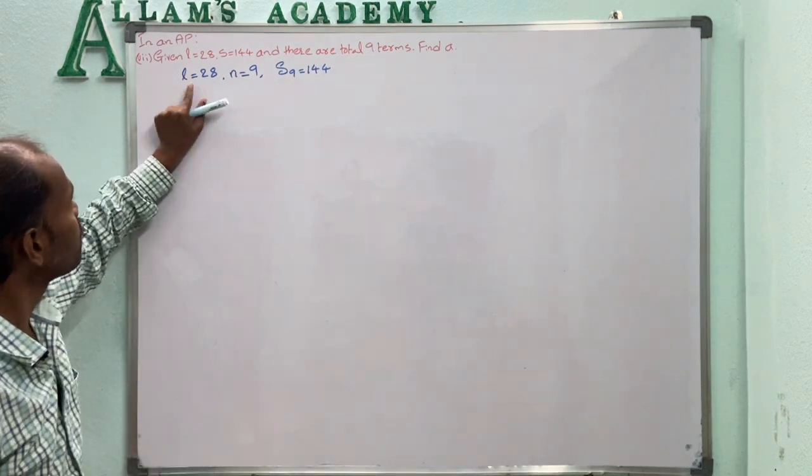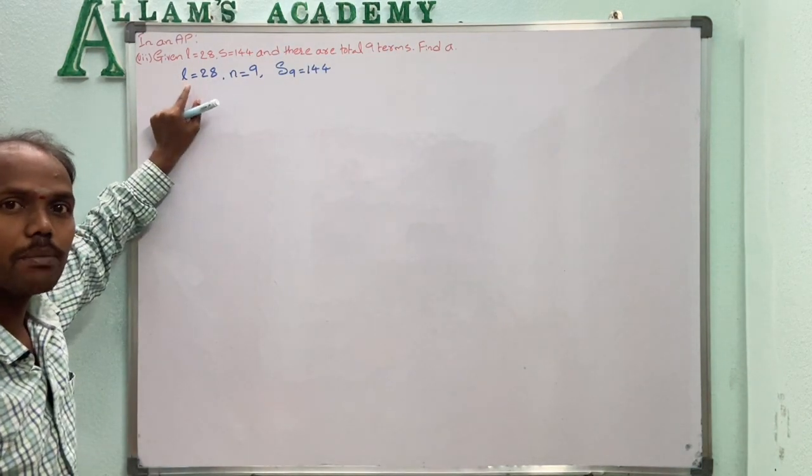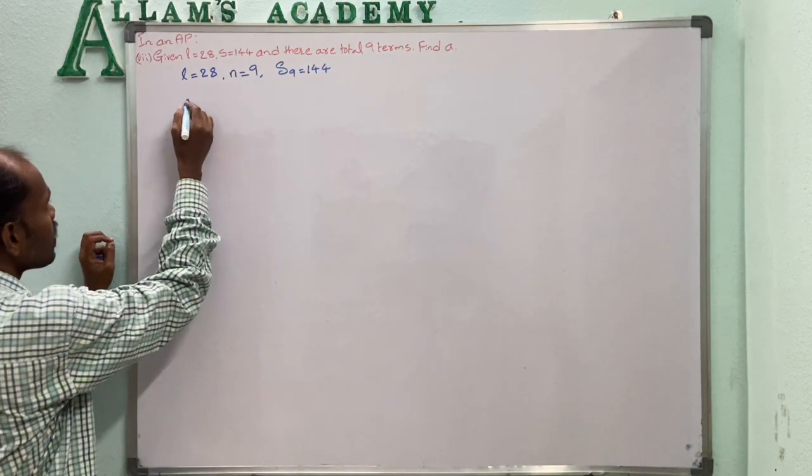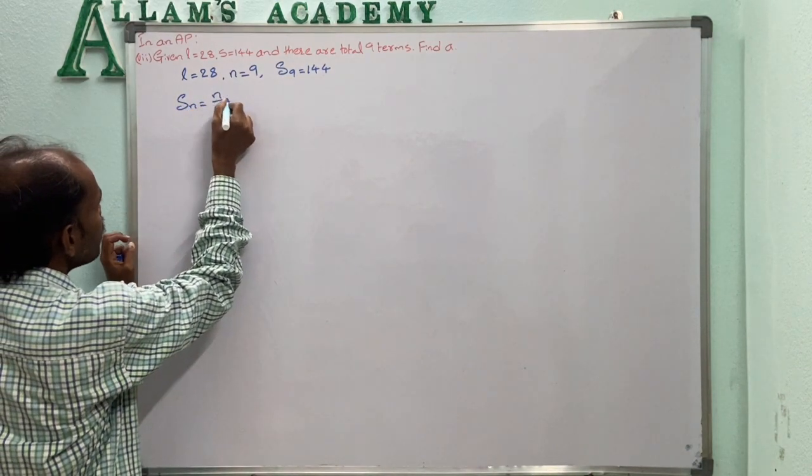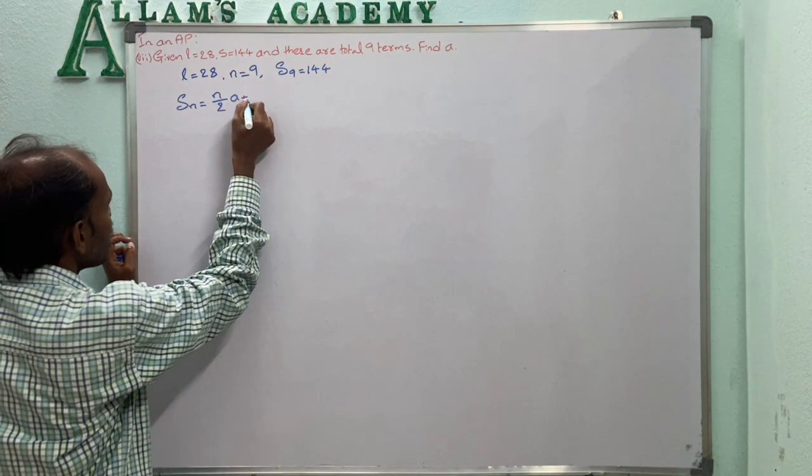So here, the first term and last term are given, which means the sum of the n terms Sn is equal to n by 2 into a plus L.